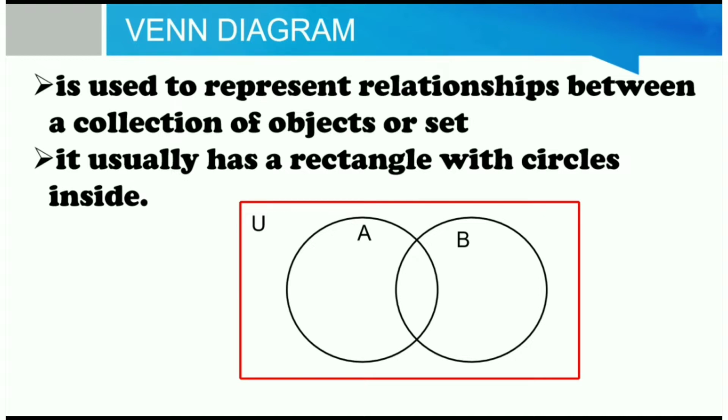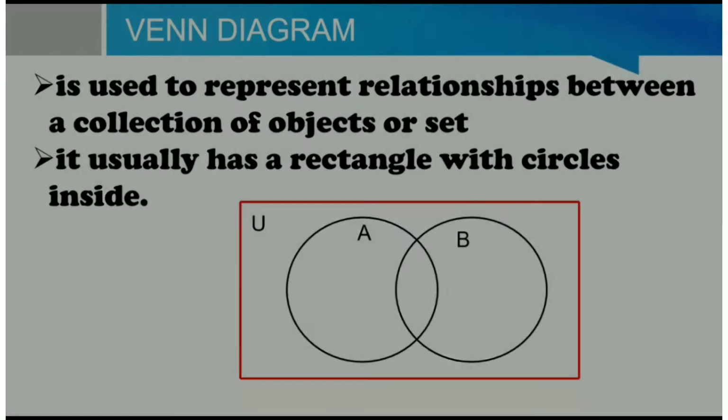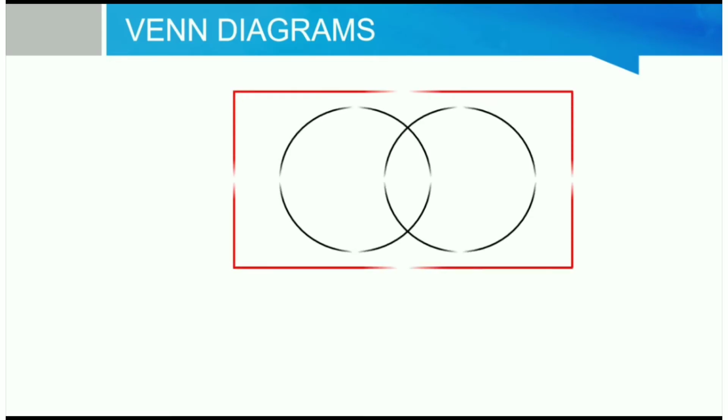So, ito is two sets Venn diagram. So, in this video, magpo-focus muna tayo sa two sets Venn diagram. Okay, so ngayon naman, i-discuss natin yung parts ng Venn diagram. Okay, so, makikita natin dito na meron tayong isang rectangle na may dalawang circles sa loob. So, yung dalawang circle natin is i-denote natin as set A at set B.